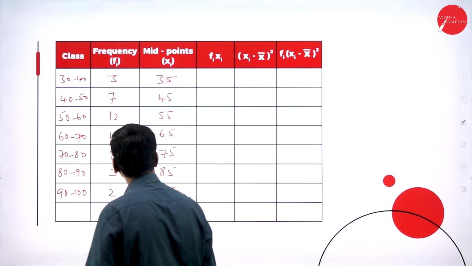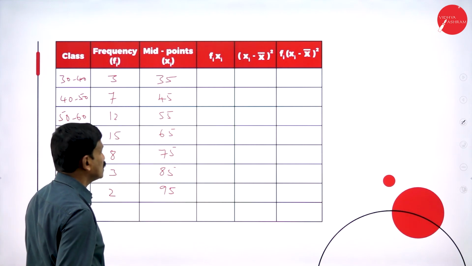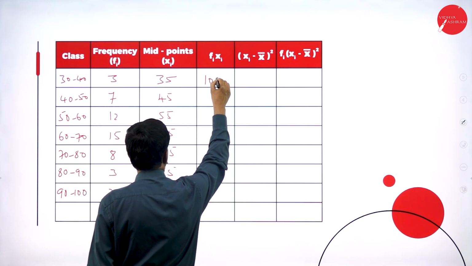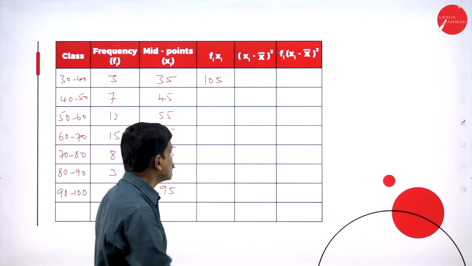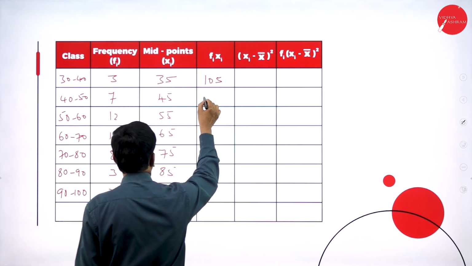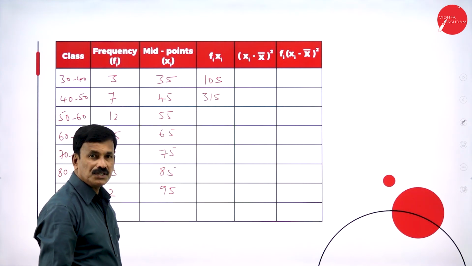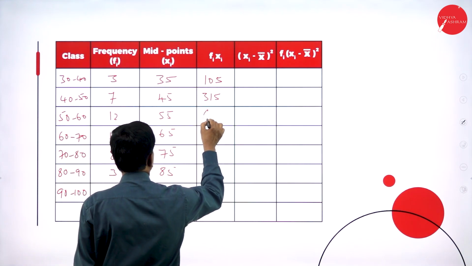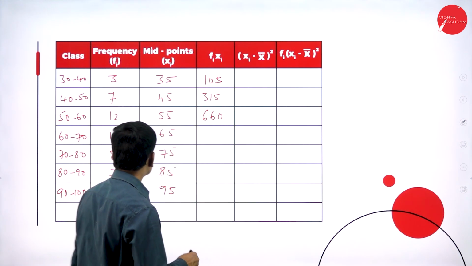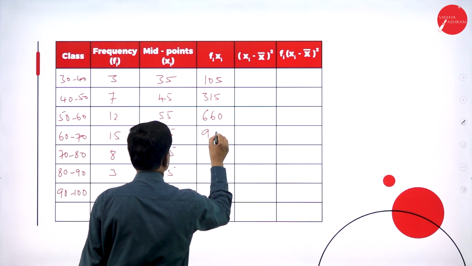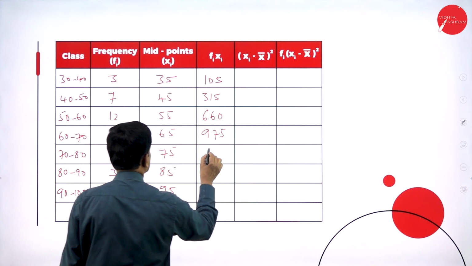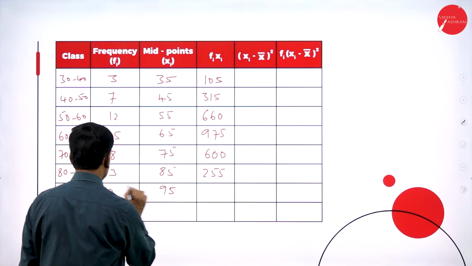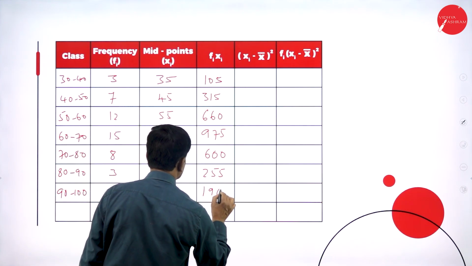Okay. Now multiply these two, fi into xi. So 3 into 35 is 105. Next, 45 into 7 is 315. So 12 into 55 is 660. Next, 65 into 15 is 975. 75 into 8 is 600. 85 into 3 is 255. And the last one, 95 into 2 is 190.